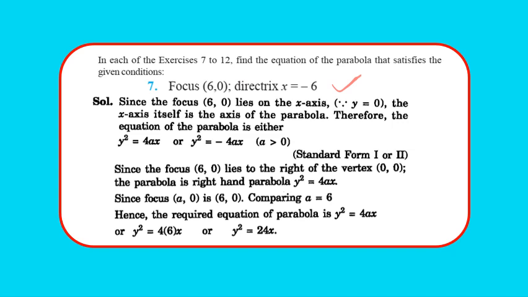Therefore the equation will be in the form of y square equals to 4ax or y square equals to minus 4ax. Now since (6, 0) lies in the positive direction of x-axis, we have the standard form y square equals to 4ax, and focus is (a, 0), it is given to be (6, 0), so we have a equals to 6. Putting the value of a in y square equals to 4ax, we get y square equals to 4 into 6 into x, that is y square equals to 24x. Clear? So pause and note down the solution.